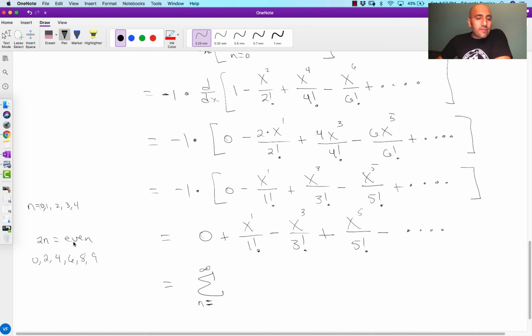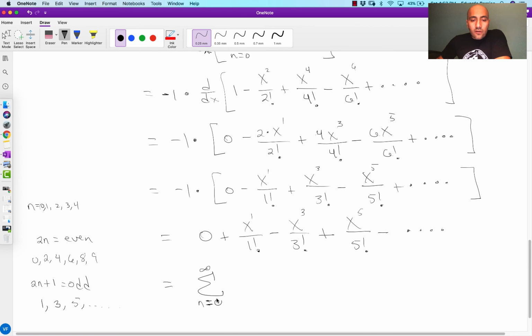Okay, and so if this is how we describe all the even numbers, then the way to describe all the odd numbers is to do 2n plus 1, right? So when n equals 0, we end up with just the 1. When n equals 1, then we get 2 plus 1, that gives us 3. When n equals 2, we get 4 plus 1 is 5, and so on and so forth. So that's how we guarantee that we hit all the odd ones.